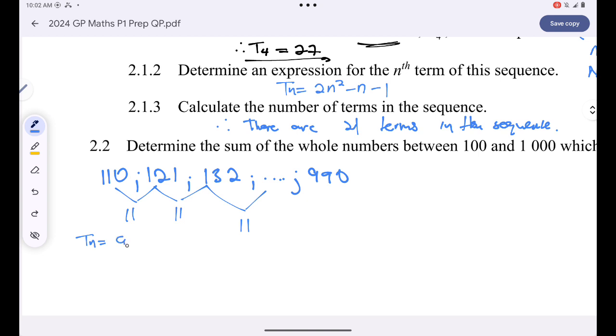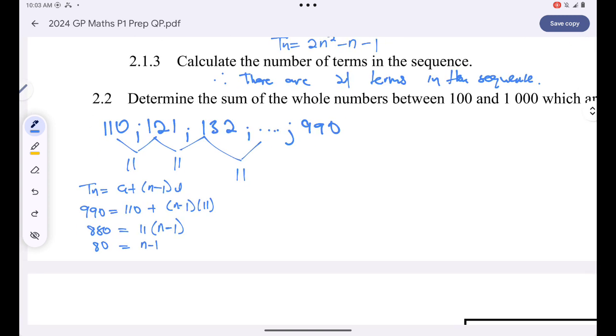Right, together. So for me to find the number of terms of this sequence, I'll simply say Tn is equal to a plus n minus 1 d. The nth term is just 990. The first term is 110, and then plus n minus 1 multiplied by 11. 990 minus 110, this will give us 880 is equal to 11 multiplied by n minus 1. If I divide both sides by 11, I'll end up having 80 is equal to n minus 1, and hence n is just equal to 81.